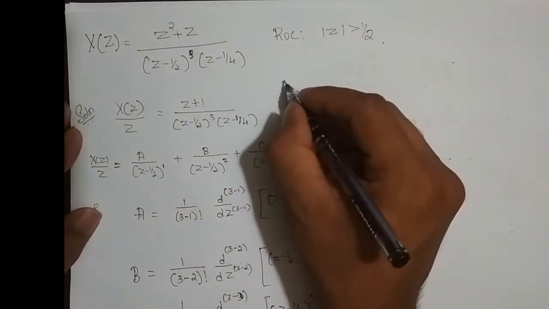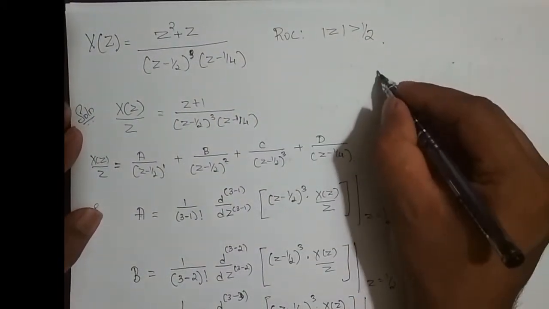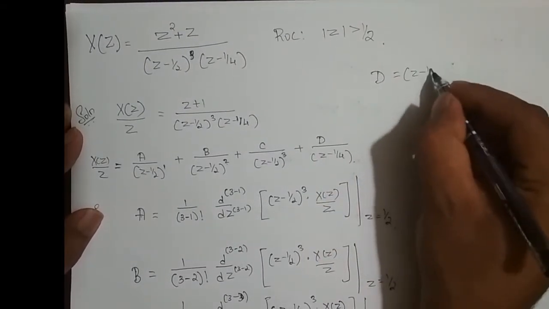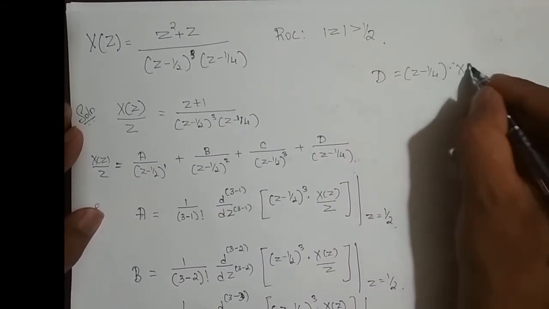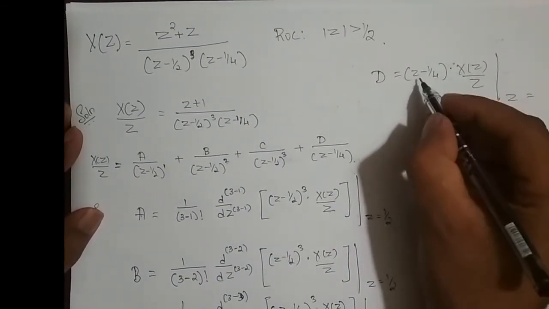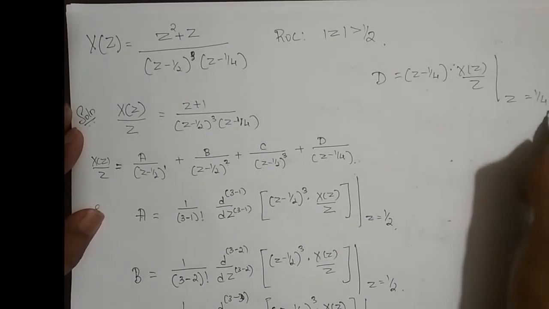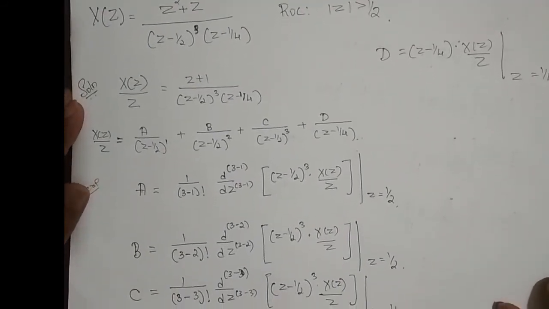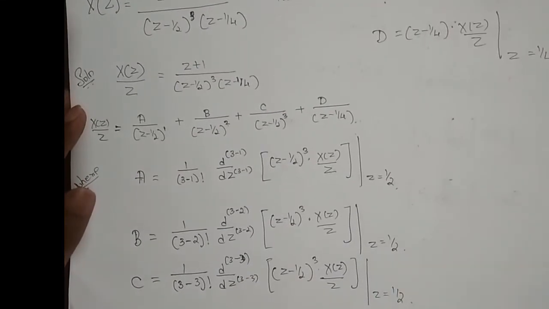So finally I'll write the formula for d here. D is equal to, this is as usual, denominator of d, z minus 1 by 4 into x of z by z. So this formula at z is equal to, for what value of z this goes to 0, 1 by 4. Fine. So let me just repeat the formula.